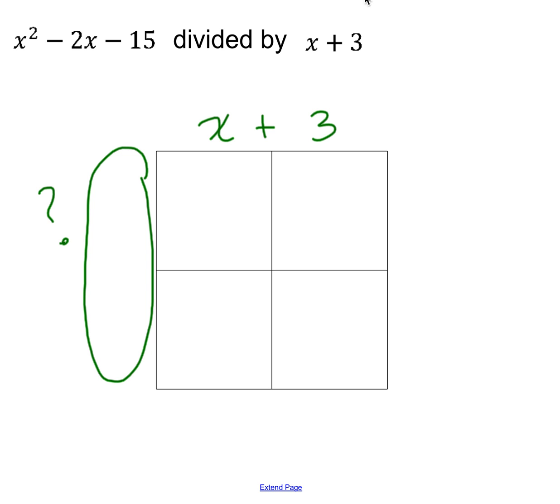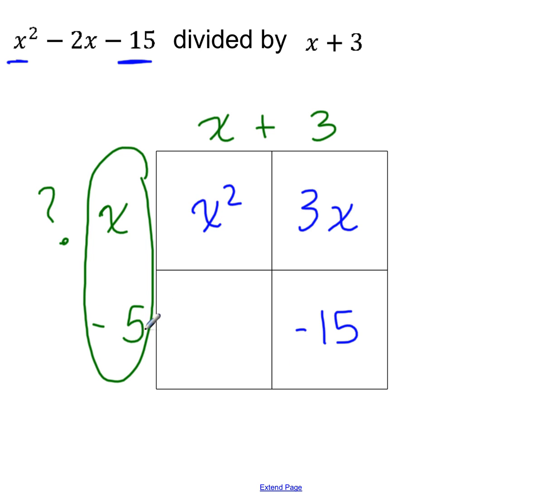I put inside the box my x squared term and my constant. So x squared goes here, and my constant is negative 15. Now, when I combine these two boxes, once I figure them out, it should give me negative 2x. So you say to yourself, okay, x times what gives me x squared? x times x gives me x squared. 3 times x gives me what? Oh, 3x. Okay, 3 times what gives me negative 15? Oh, it's got to be negative 5. And then x times negative 5 gives me negative 5x. So now just do a check on yourself.